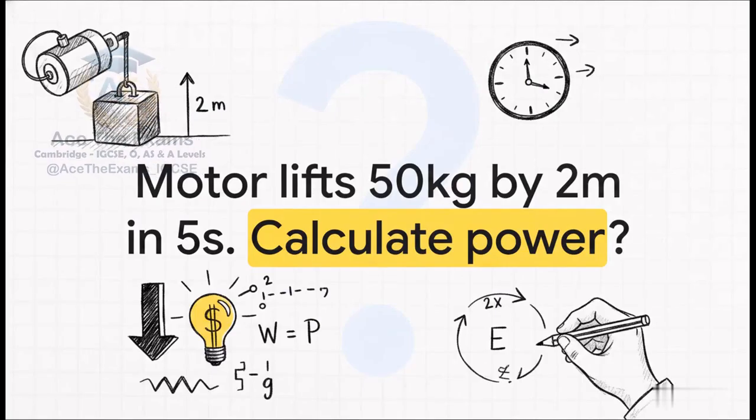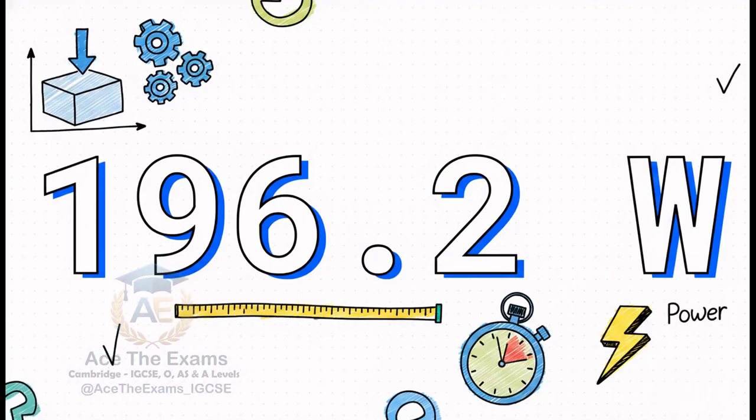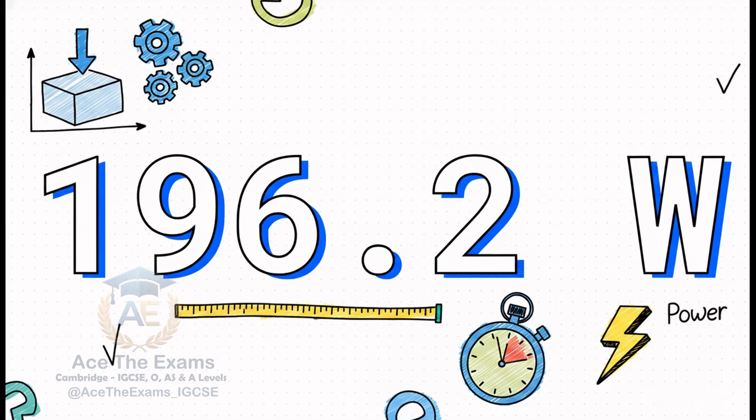All right, let's move to a practical application and see how this all builds together. It's time for a pause and predict challenge. Imagine a motor lifts a 50-kilogram load by 2 meters in 5 seconds. How do we calculate the power? I want you to actively think about the equations you need here. Think about the work done, think about gravitational field strength, and think about exactly how time factors into power. Do you have your mental math ready? Okay, the substituted value you should have reached is 196.2.